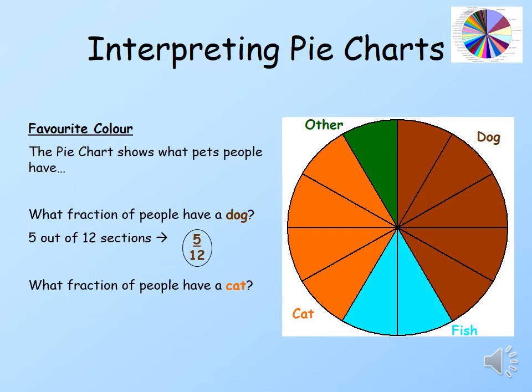What fraction have a cat? The answer to that is 4. And again, we'll look at it carefully, and we must simplify it. Okay, and the answer is 1/3. Okay, moving on.